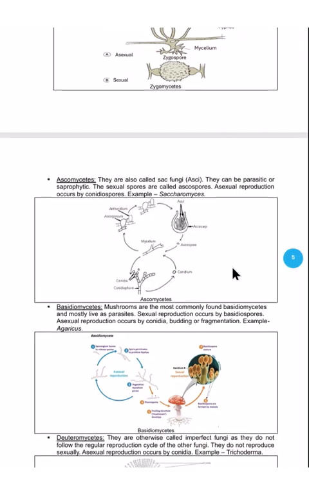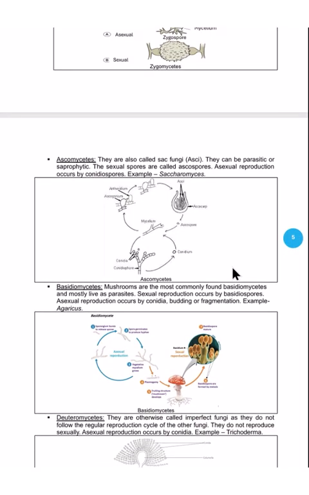The other group of fungi according to the type of spore formation is what we call the ascomycetes. When we say ascus, that means the shape of a sac. So these are also called sac fungi or asci, and these are parasitic or saprophytic. They can live as both. Parasitic means living on living organisms for their benefit. Saprophytic means they are living on dead organic matter or dead organisms.